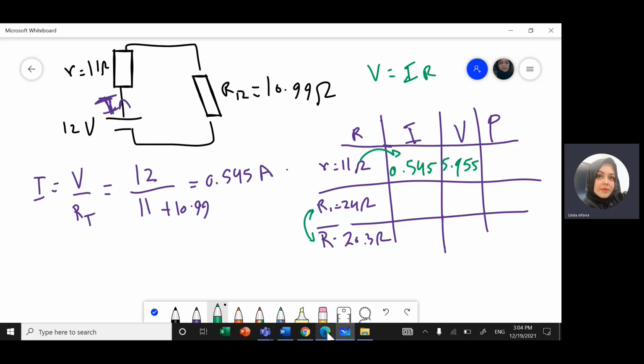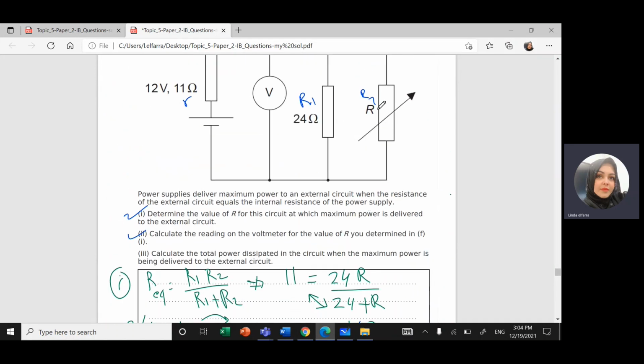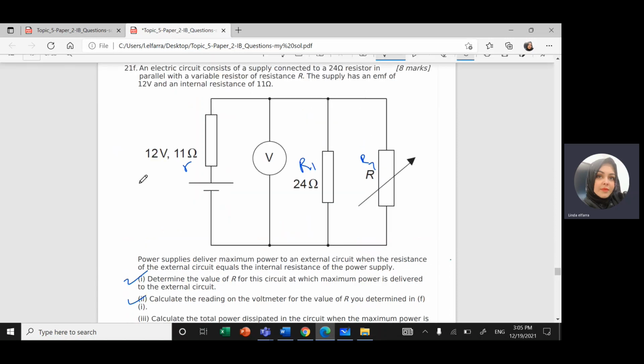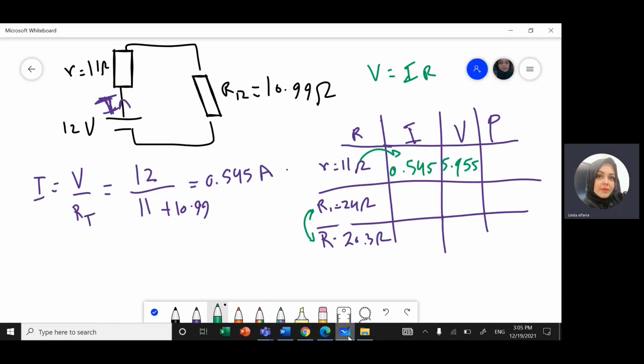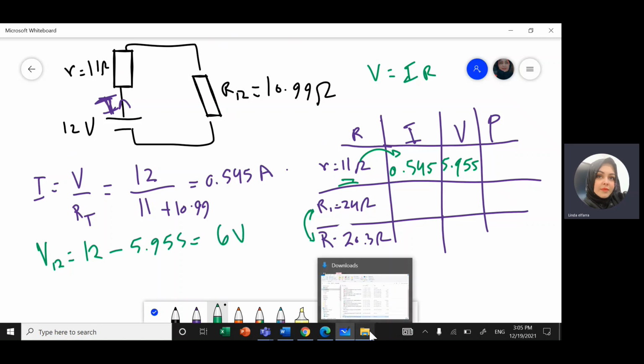Okay, now R1 and R2, we're going backward around the circuit. R1 and R2 are basically two resistors connected in parallel, so they should have the same voltage. How can I find the voltage? This V12 plus the voltage across the 11 ohm should give me the total voltage 12. So the voltage across 1 and 2 should be the total voltage minus the voltage across the 11 ohm resistance, which is 5.955, and that will equal 6 volt. And this is the question: find the voltage. Both of them will have 6 volt.